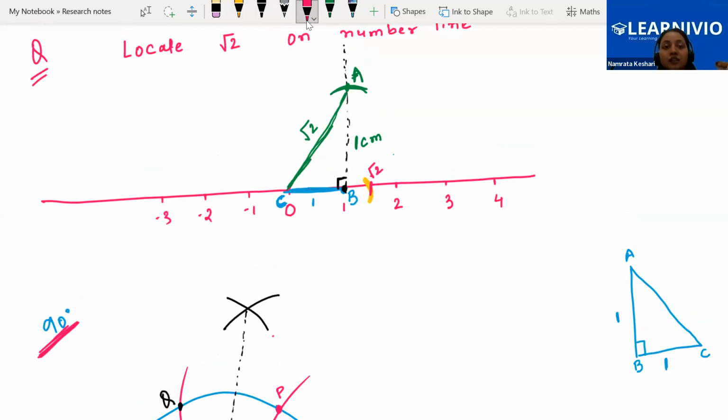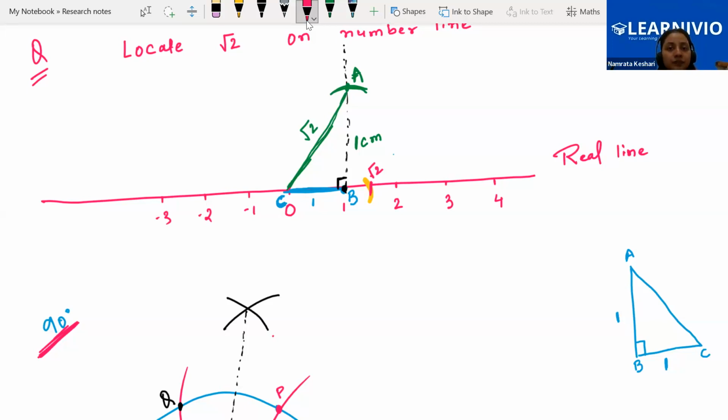This number line doesn't mean that it will only contain integers or only rational numbers. It is basically a real line. It will contain all the decimal numbers, fractional numbers, terminating decimals, non-terminating decimals. Everything is on this number line. And if the question asks to locate root 2, this is how we will be locating root 2. Are you getting my point?